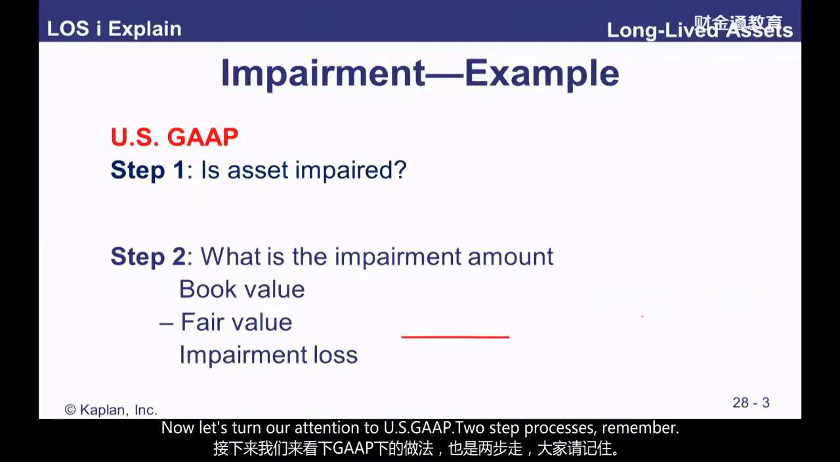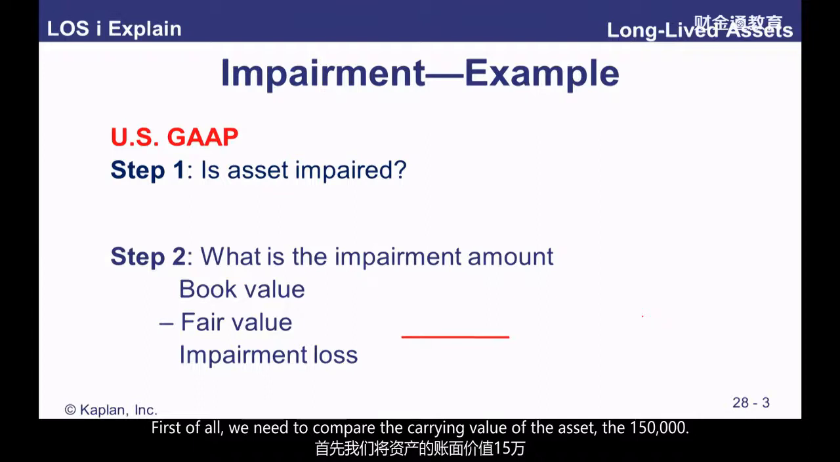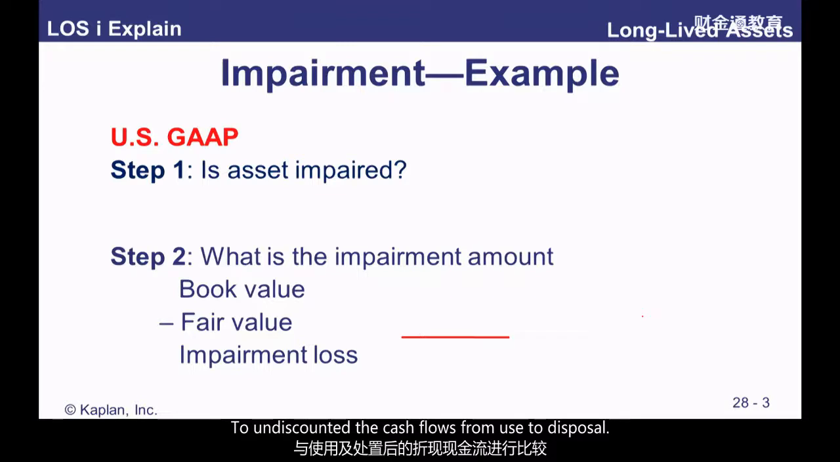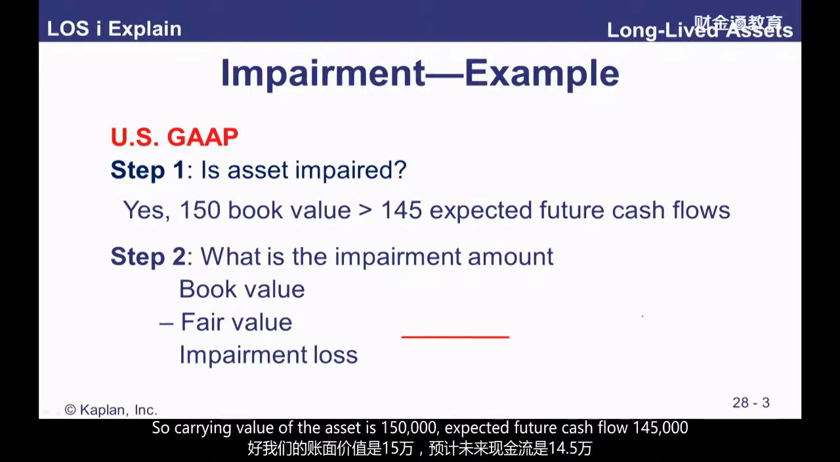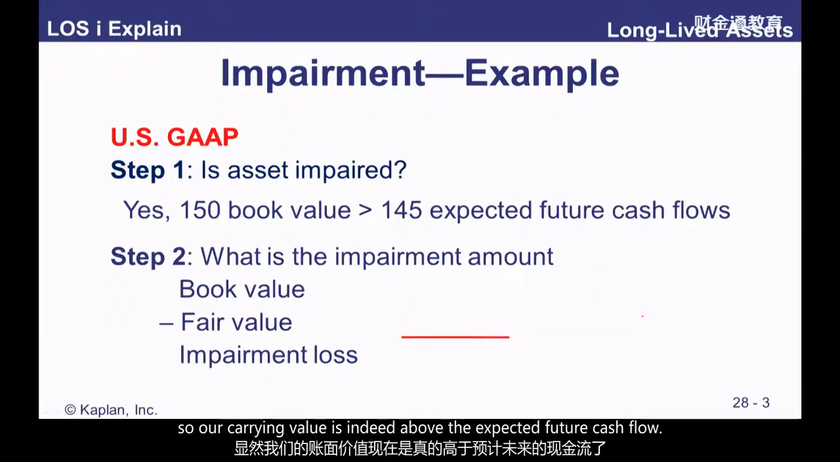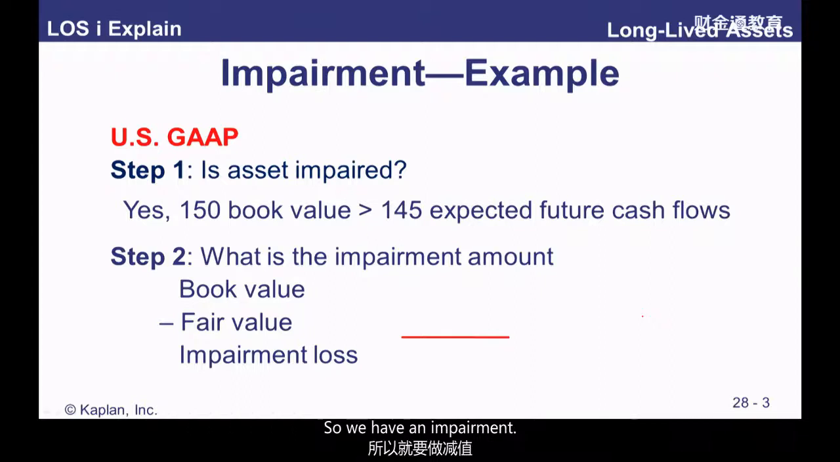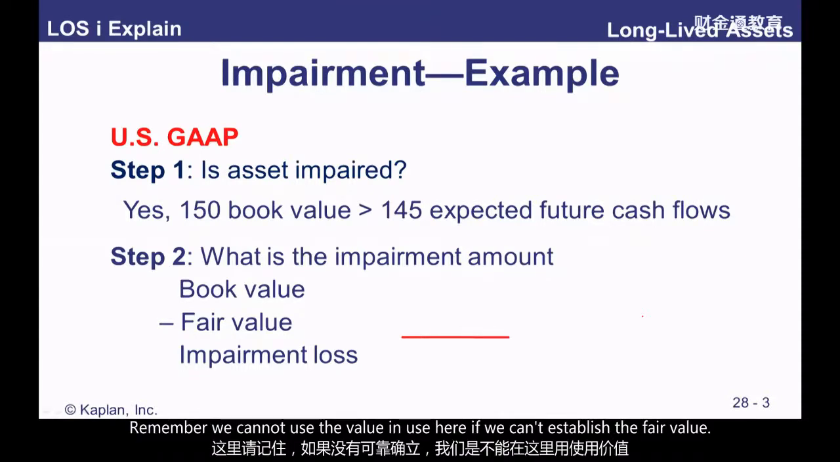Now let's turn our attention to US GAAP. Two-step process, remember. First of all, we need to compare the carrying value of the asset, the 150,000, to essentially the undiscounted cash flows from use and disposal. So carrying value of the asset 150,000, expected future cash flows 145,000. So our carrying value is indeed above the expected future cash flows. So we have an impairment. We move to step 2. Now step 2 says compare book value to fair value. Remember, we only use value in use here if we cannot establish fair value.